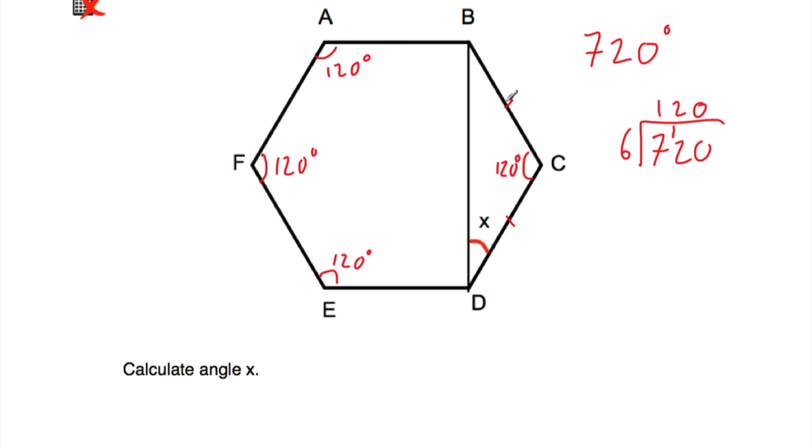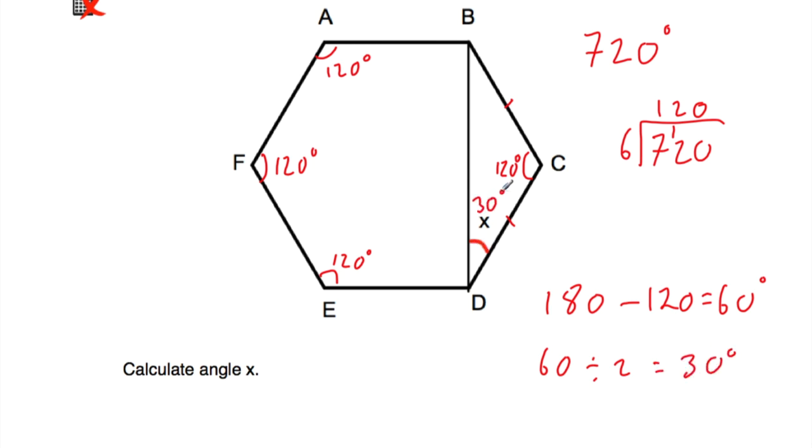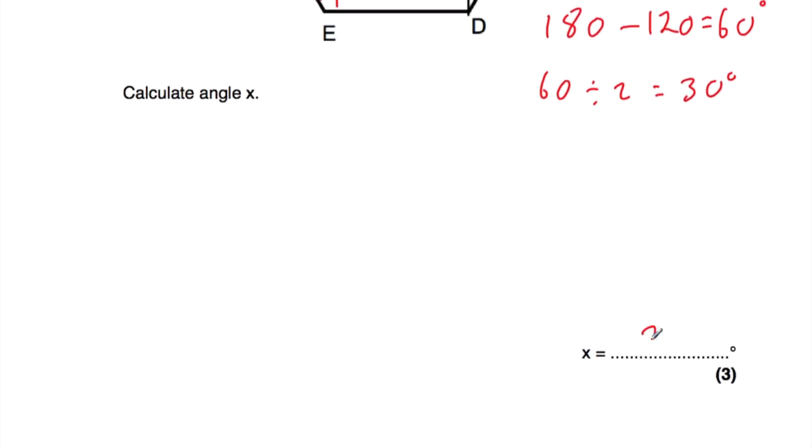So if we focus on this triangle, if we do 180 take away 120, that's equal to 60. So that means that these two angles together will add together to be 60. And then if we do 60 divided by 2, that's equal to 30. So that means that this angle X is equal to 30 degrees. And this angle at the top here, which we haven't been asked to work out, is also 30 degrees because it's an isosceles triangle. So X is 30 degrees.